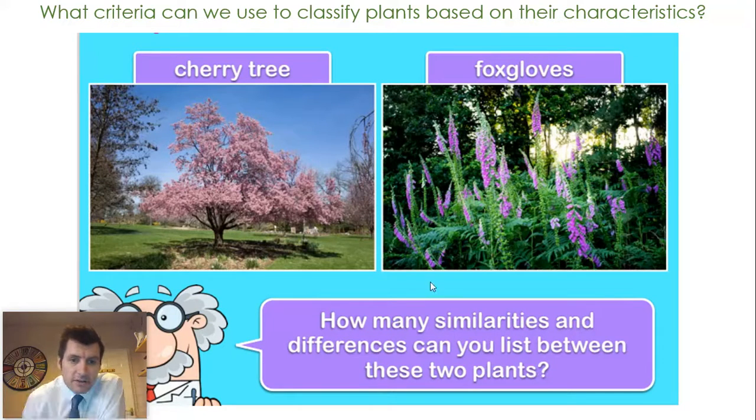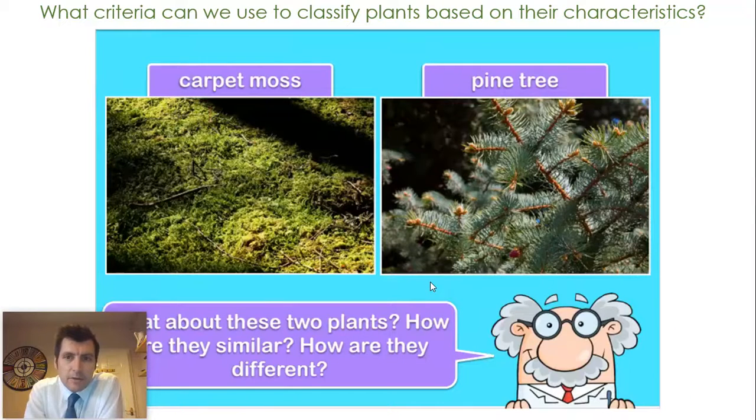The same task now for these next two plants. If you look at the carpet moss and the pine tree, have a think about whether they'd be vascular or non-vascular plants. Have a think about whether they're flowering or non-flowering. What's the same about them? What's different about them?